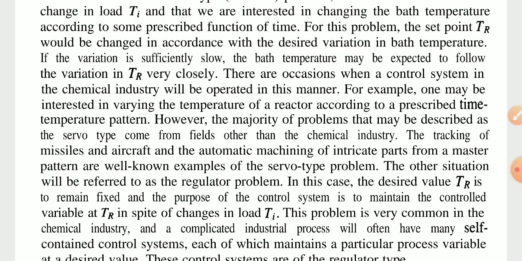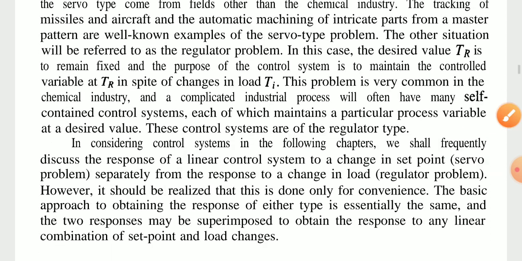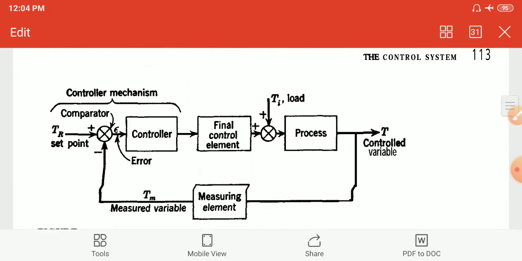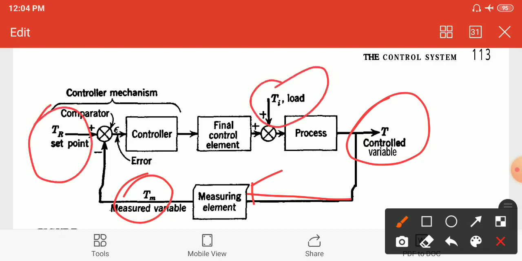The other situation will be referred to as the regulator problem. In this case, the desired value TR is to remain fixed, and the purpose of the control system is to maintain the control variable at TR, as we saw in the figure. This is the control variable, and after that the measuring element for the measured variable TM. Okay, the set point is TR, with the load TI, for the controller mechanism part.